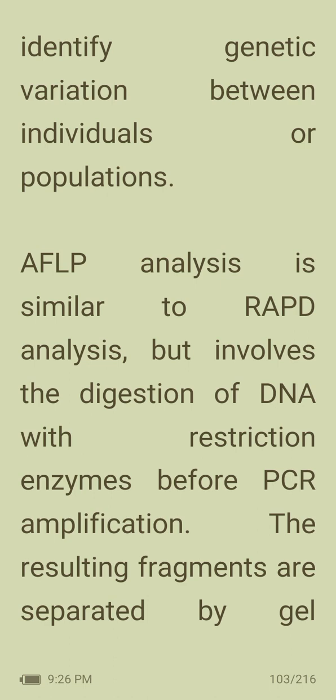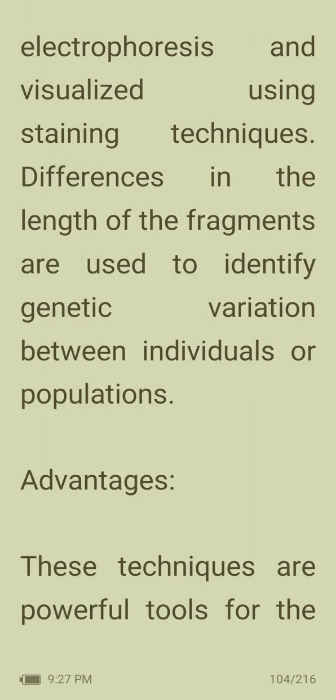So, AFLP analysis is similar to RAPD analysis but involves the digestion of DNA with restriction enzymes before PCR amplification. The resulting fragments are separated by gel electrophoresis and visualized using staining techniques. Differences in the length of the fragments are used to identify genetic variation between individuals or populations.